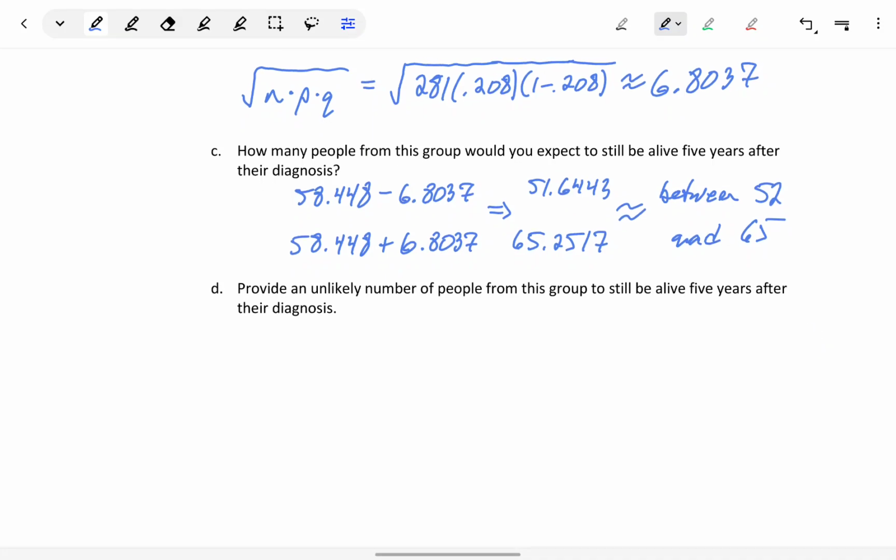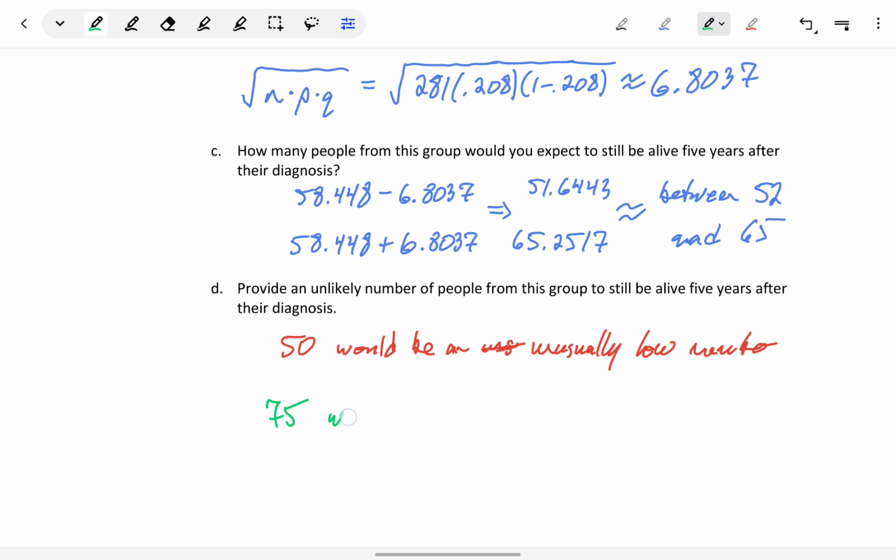Then in part D, we're asked to provide an unlikely number of people from this group to still be alive 5 years after. That means anything outside that range of 52 to 65. So something like 50 would be an unusually low number. And a high number would be anything above 65, so something like 75 would be an unusually high number.